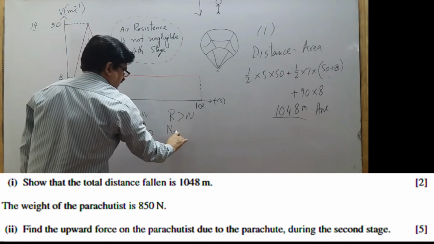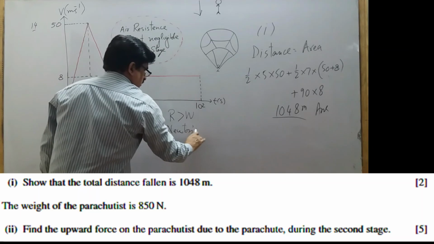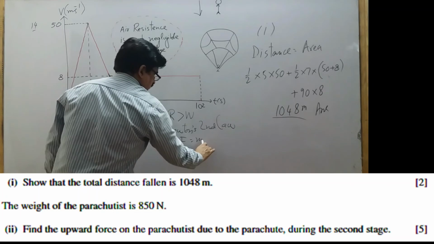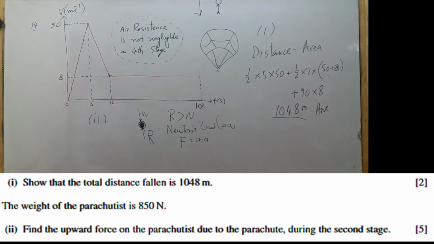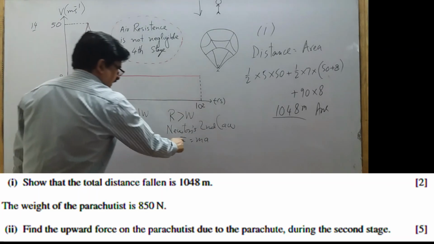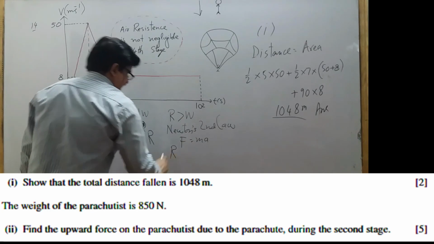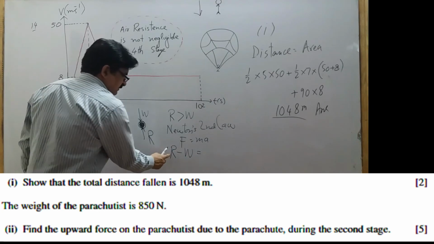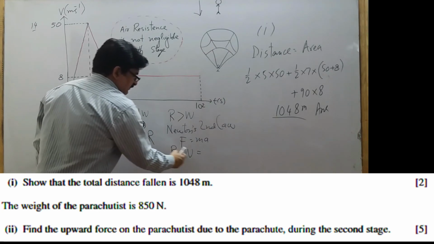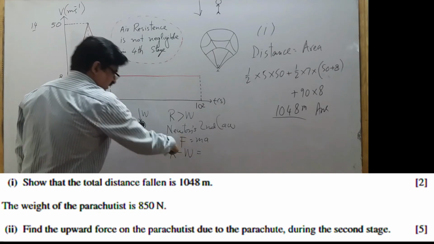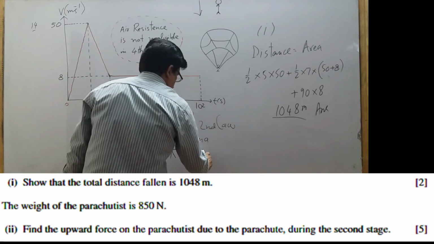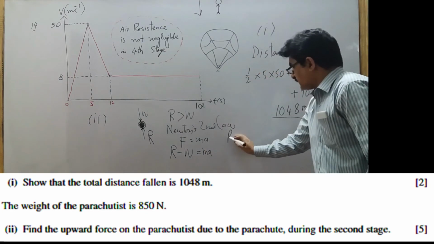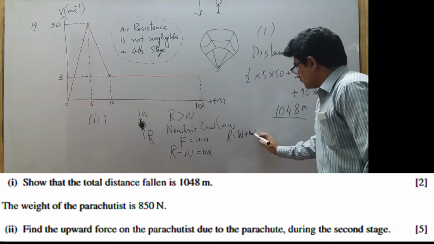So applying Newton's second law, net force is equal to Ma. Now see that M is a positive quantity. Here the larger force is R and the smaller force is the weight. Since you are subtracting the smaller from the larger, it is positive, so you will write Ma. So you can write R is equal to W plus Ma.